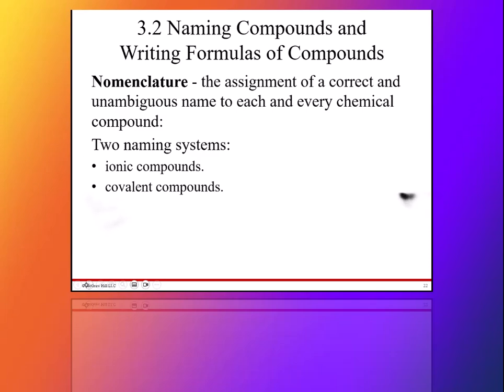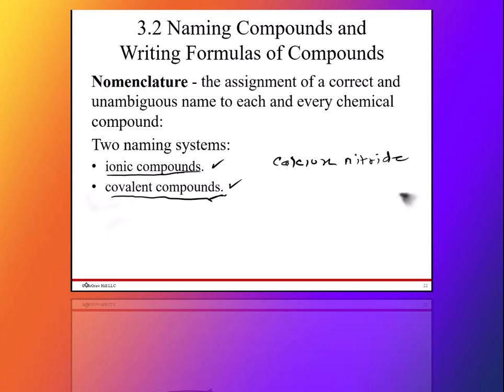So first of all, what I want to point out is there are two naming systems, and they are different. There's a naming system for ionic compounds, and there's a naming system for covalent compounds. And don't mix these up. They're totally different. And I find what happens is once we learn how to do covalent compounds, students want to use the covalent naming system on ionic compounds, and it doesn't work that way. And the reason it doesn't work that way is, let's look at a compound like calcium nitride. All right, so I'm going to say calcium nitride.